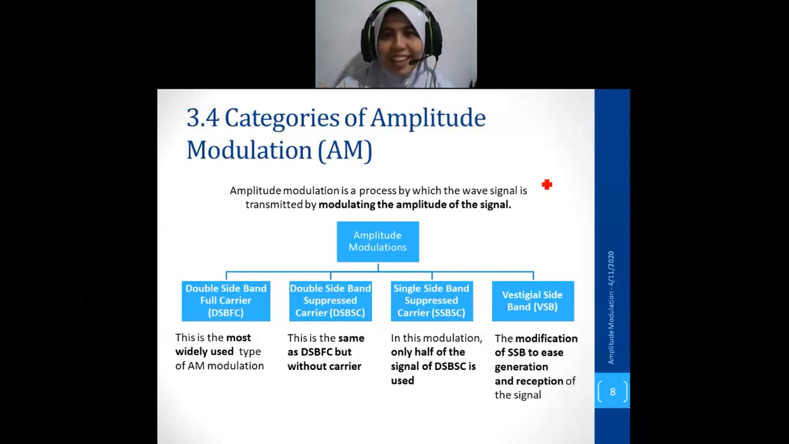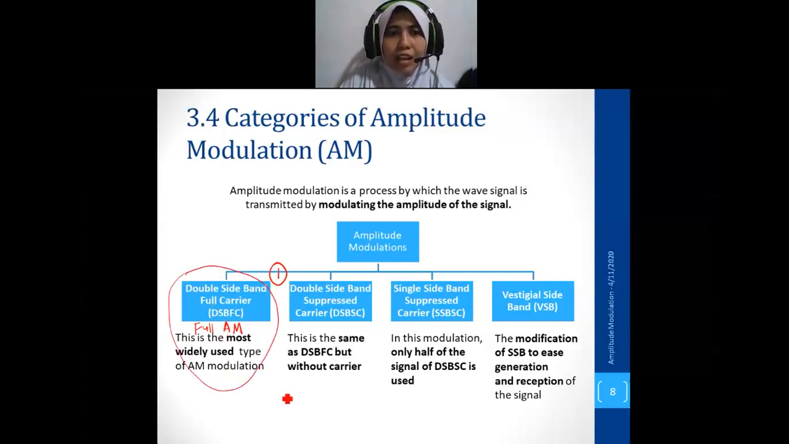Okay, so for amplitude modulation, there are four types of amplitude modulation. The first one is double sideband full carrier, DSB-FC. We also call this full AM. And the second is double sideband suppressed carrier. The full AM is the most widely used type of AM modulation, the basic one. So when we talk about amplitude modulation, usually we refer to this.